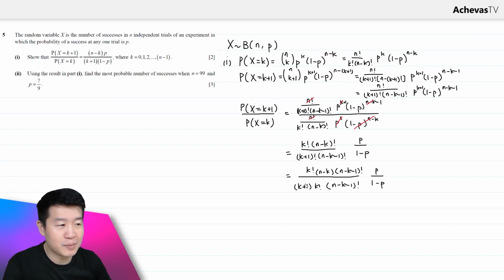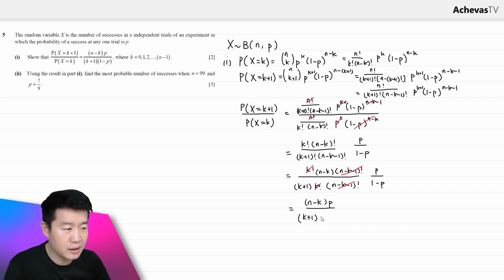So now I can do some cancellations again. This will be cancelled, and this will be cancelled. And now that leaves me with what the question wants me to show, which is n minus k multiplied by p, divided by k plus 1 and 1 minus p.